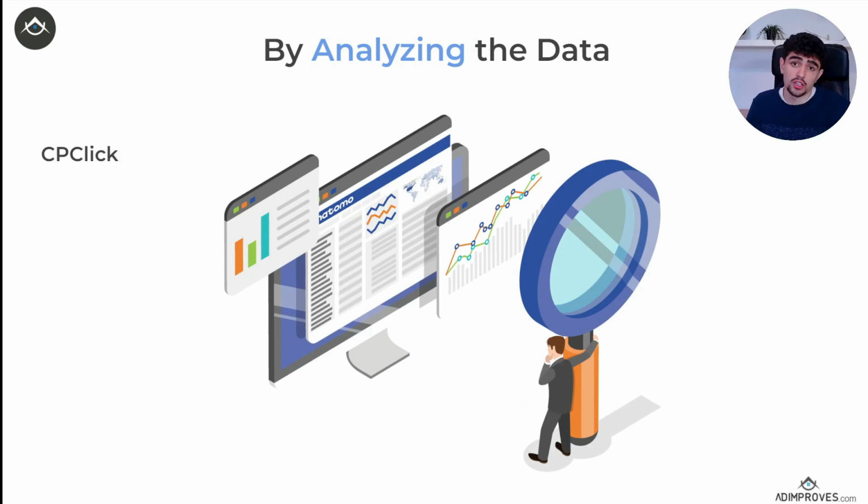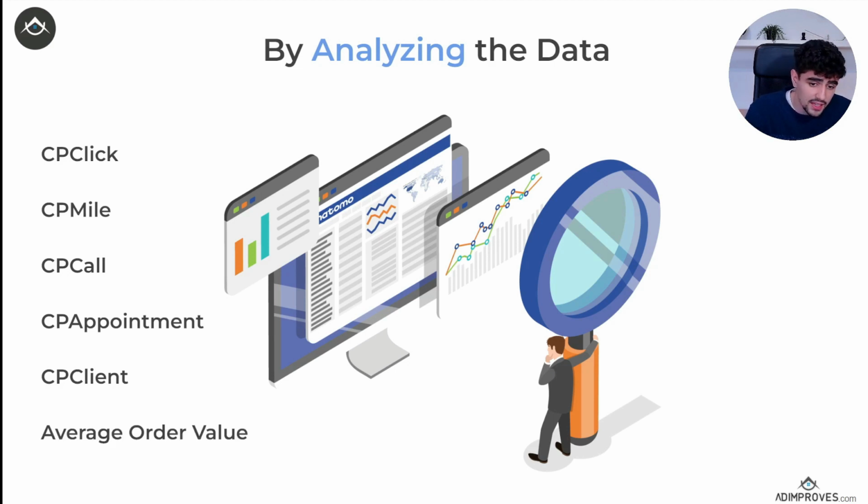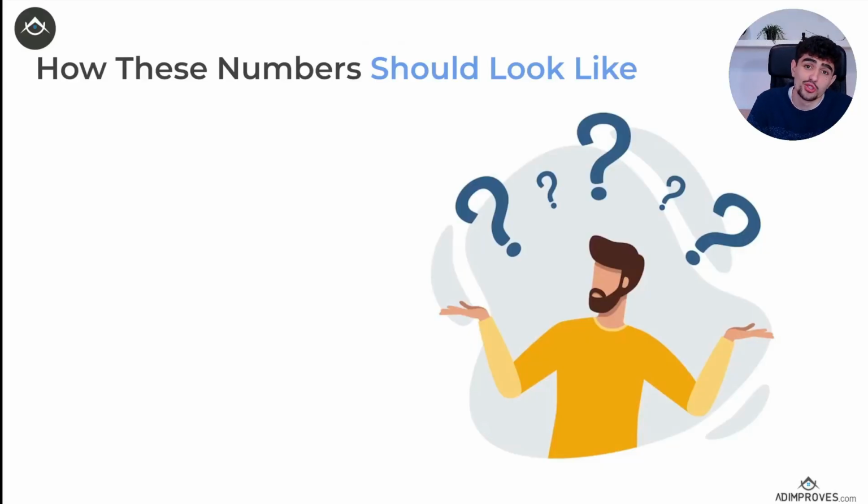You can analyze the cost per click, the cost per 1,000 impressions, the cost per call, the cost per appointment, for example, the cost per client, and you can also analyze the average order value. When you have all these different metrics in one single platform, I would say one single Excel sheet, you can actually see how much each of these things is costing you, and you can see if you are running a profitable campaign.